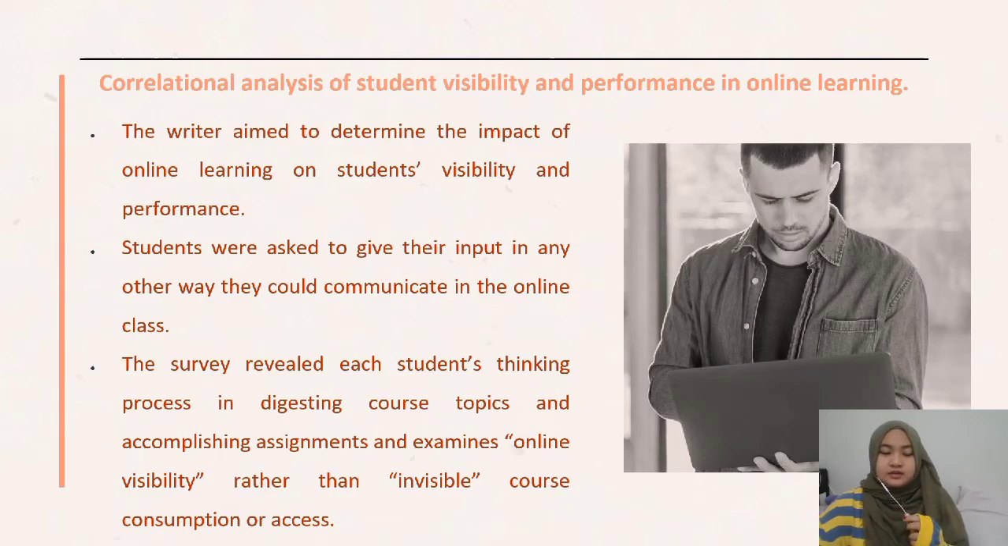Firstly, I will present about the first journal that we found, entitled Correlational Analysis of Student Visibility and Performance in Online Learning. The writer aimed to determine the impact of online learning on students' visibility and performance. Students were asked to give their input in any other way they could communicate in the online class. The survey revealed each student's thinking process in digesting course topics and accomplishing assignments, and examines online visibility rather than invisible course consumption or access.